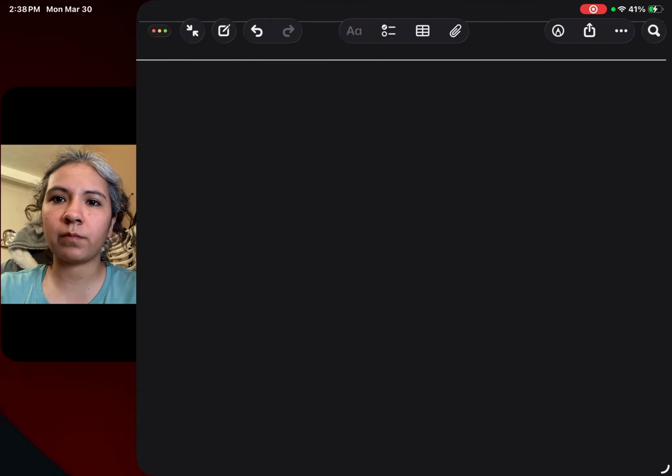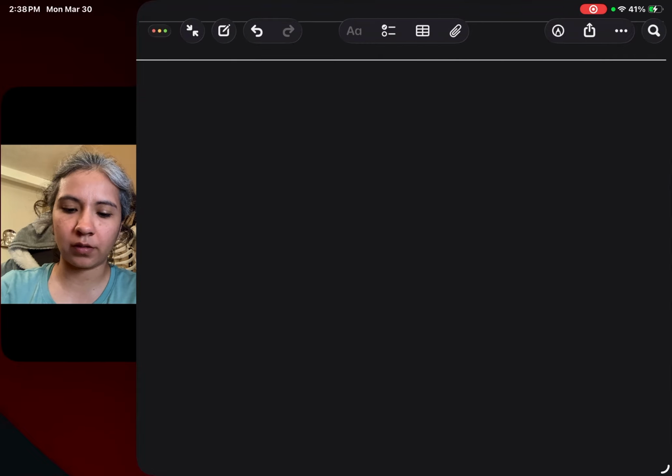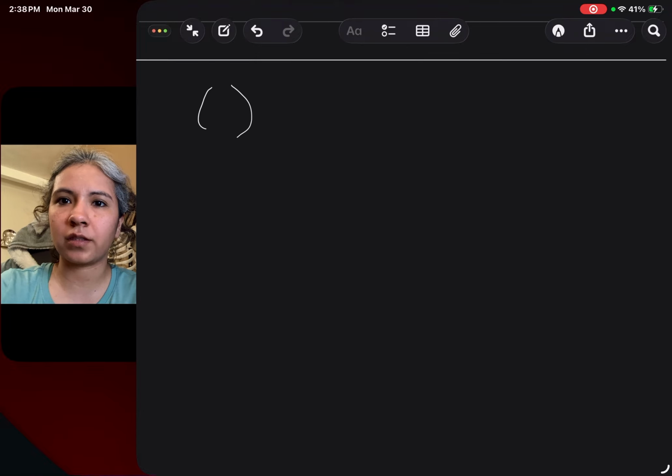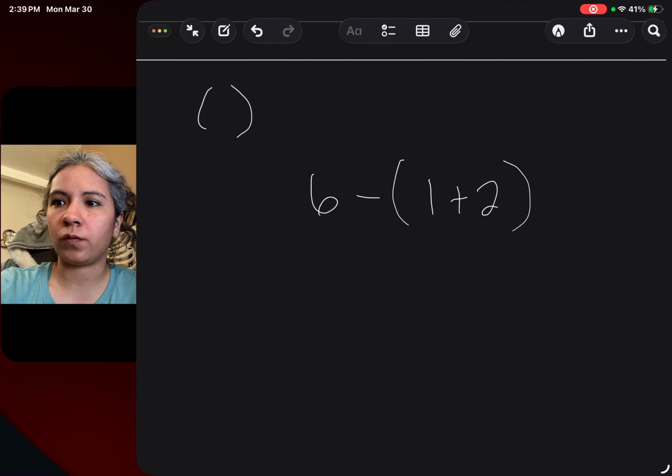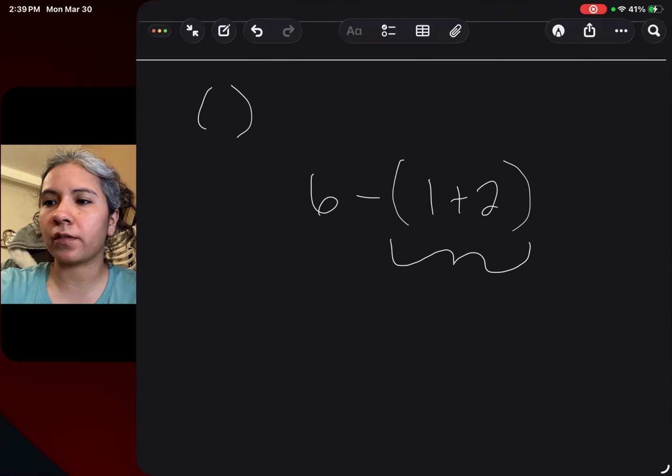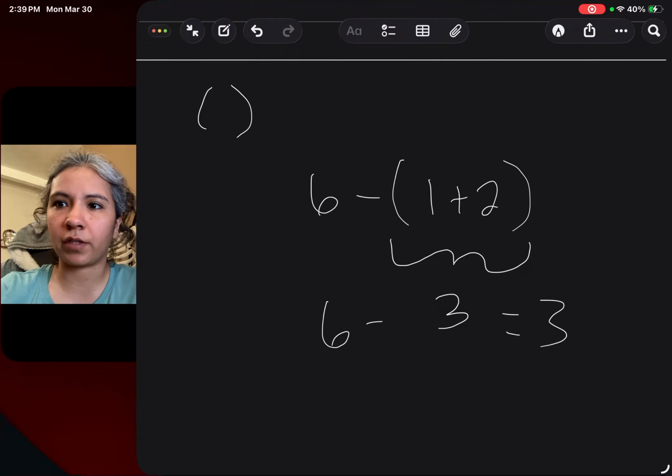For this lesson, we're going to be talking about symbols of inclusion. One symbol of inclusion that we use a lot in math already is the parentheses. And that helps us decide what we want to do first when we're solving a math problem. So say we want to do 6 minus (1 plus 2). So usually we do what's in parentheses first. So we have 6 minus 3, that gives us 3.